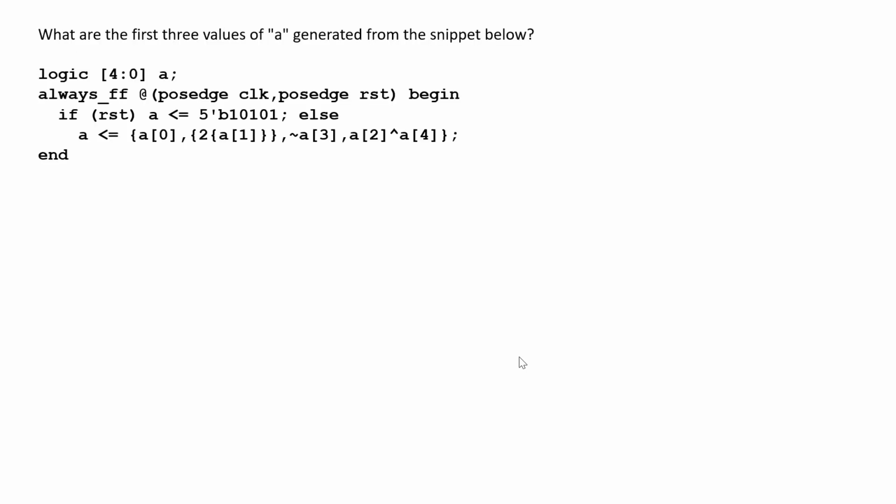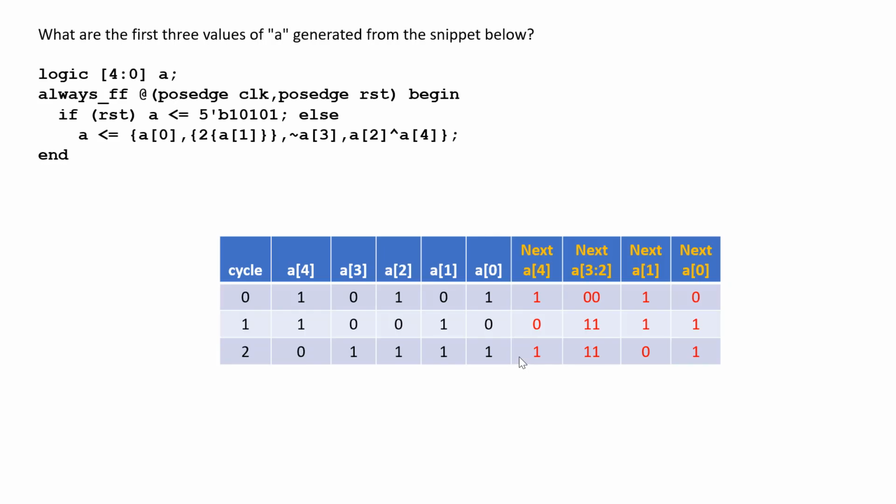Okay, what are the first three values of A generated from the snippet below? So another similar one. This one resets with A 10101 in cycle 0. And then the next A is going to be this bit manipulation. So you start out with A bit 0, which is 1. And then you're going to concatenate that with 2 copies of A bit 1, which is 0, so 0, 0.